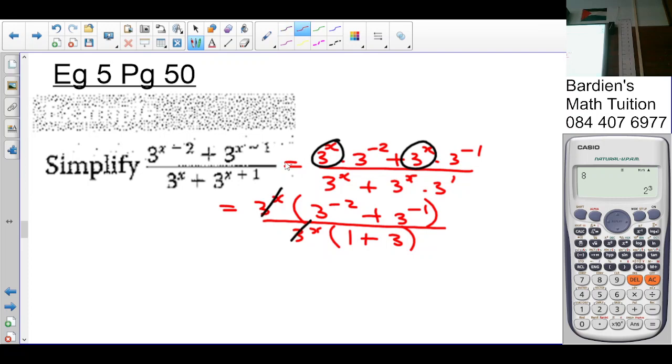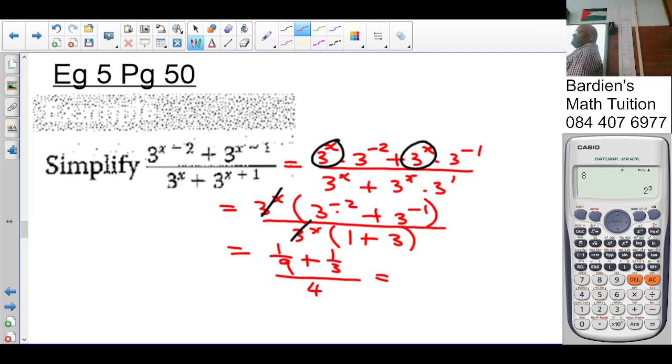3 to the x cancel. So 3 to the negative 2, that is 1 over 3 squared, not so? Which is 1 over 9, plus 3 to the minus 1 is 1 over 3, all over 3 plus 1. You all agree with that? What's the LCM in the numerator? 9. So 9 must be multiplied by 1. The 3 must be multiplied by 3. And this must be divided by.